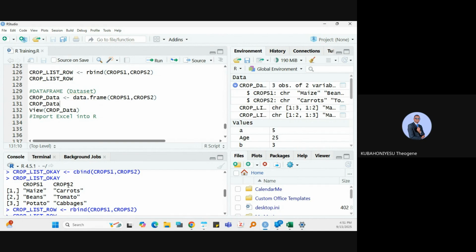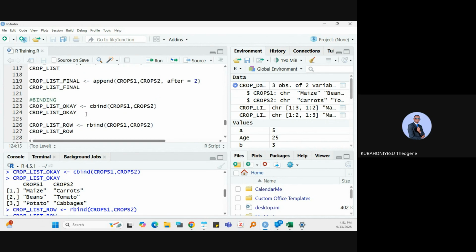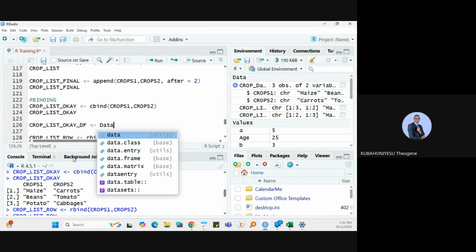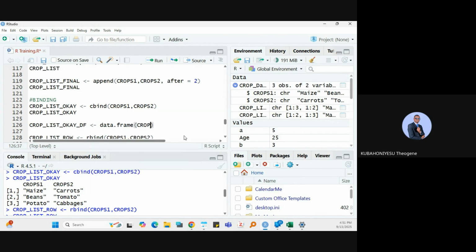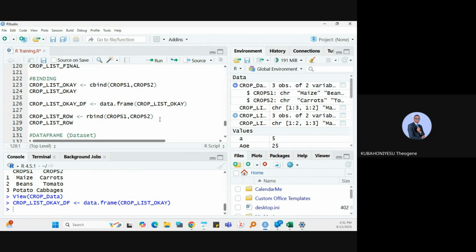But I can change this into a data frame. You understand? So maybe you can just come here and say crops list df, data frame. I say this is a data frame of what? Crops. No, not crops one, because already I have combined them. They are in crops list. So what I'm doing is just to convert it, isn't it? And then I convert this, I run it. After I run it, then I can call it. But even when I don't call it, you see here, crops list df, 3 observations.